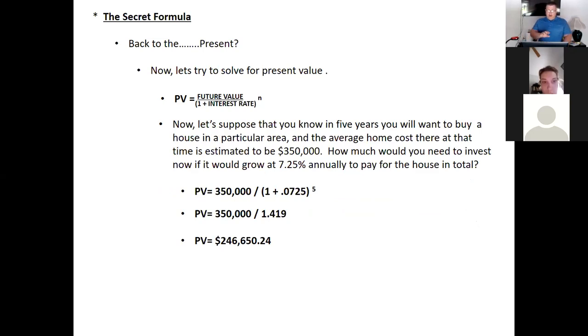The present value equals $350,000 divided by 1 plus 0.0725, that's 7.25% annual interest rate. And the number of years we want to invest is 5 years. So it's 350,000 divided by 1.419. So today, in order to buy that $350,000 house in 5 years, you'd have to put $246,650.24 into the bank. You might not be able to live in a nice home those 5 years, but you know in 5 years it'll be coming.